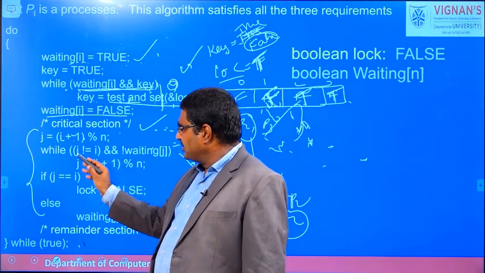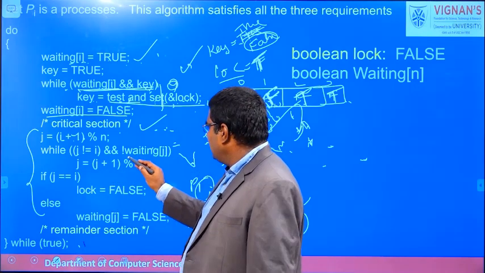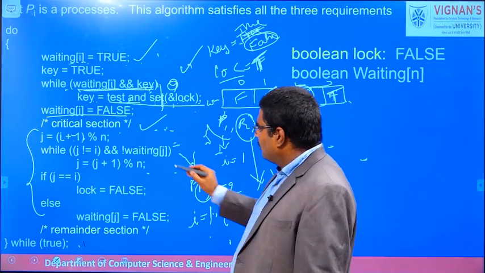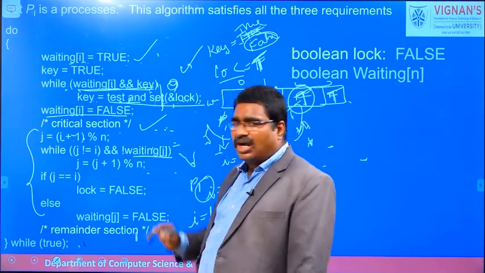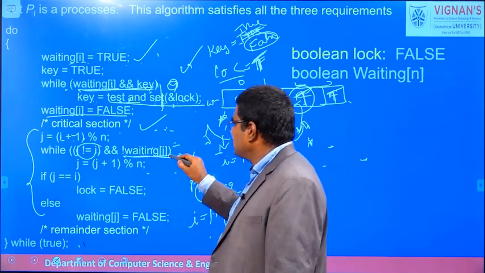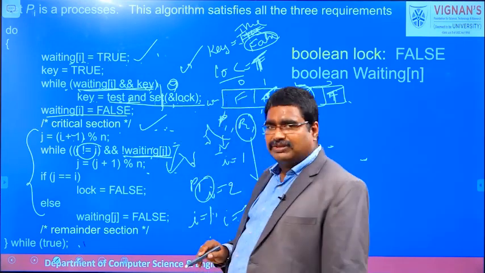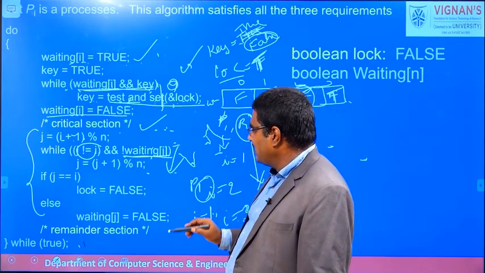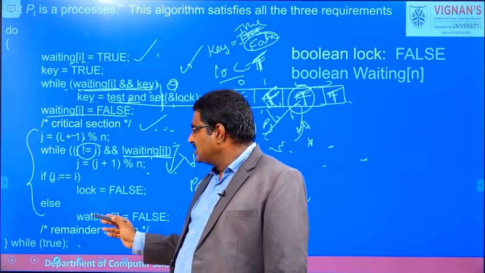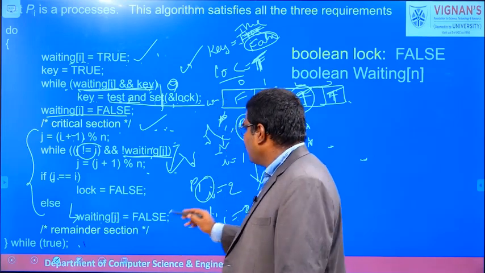Now we are verifying the condition. While j is not equal to i, 2 is not equal to 1, the condition is true, and not waiting of j. What is the waiting of 2? It is true. Waiting of 2 is true, but whenever you use not waiting of true, automatically it is false. If the first is true and the second condition is false, the entire condition is false, so it simply terminates the while loop. Once it has terminated the while loop, it verifies if j is equal to i. Actually 2 is equal to 1 condition is false. For that reason the control goes to the else part. They are assigning waiting of j is equal to false.